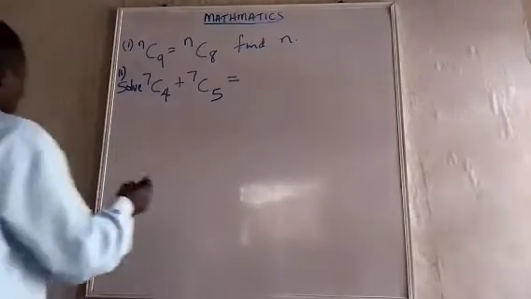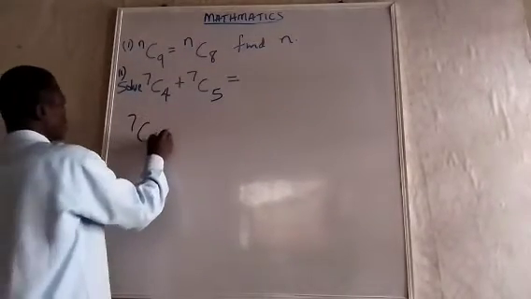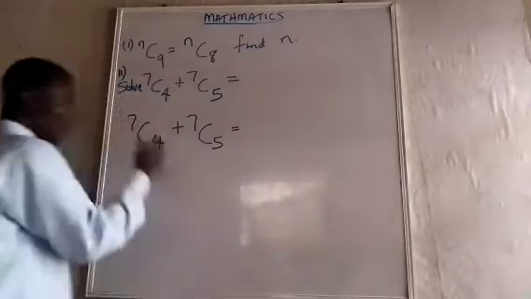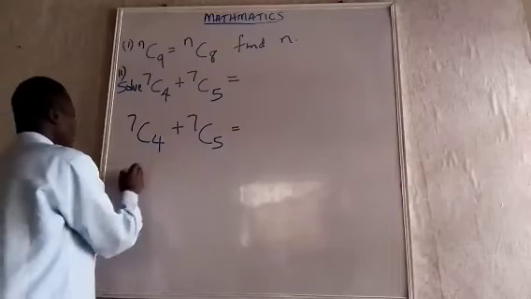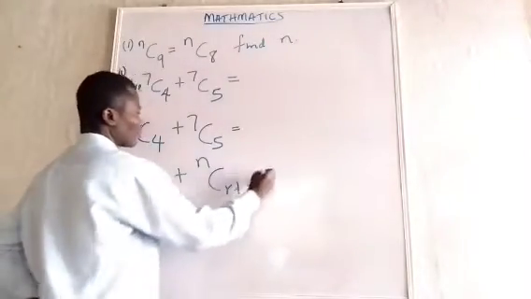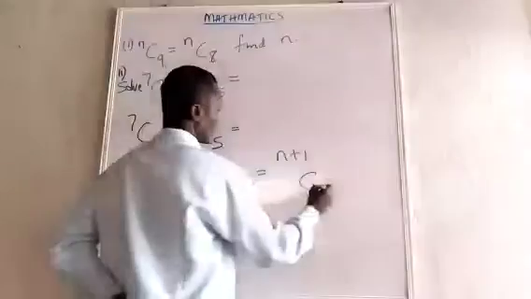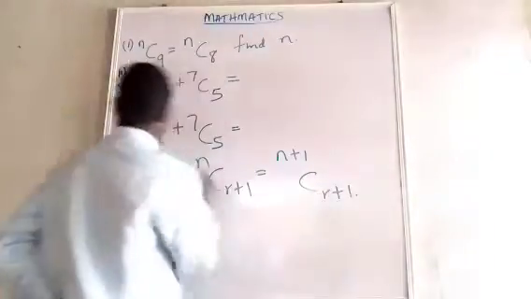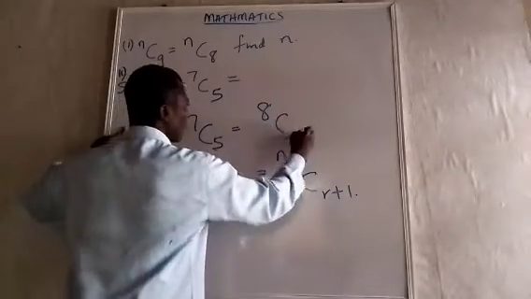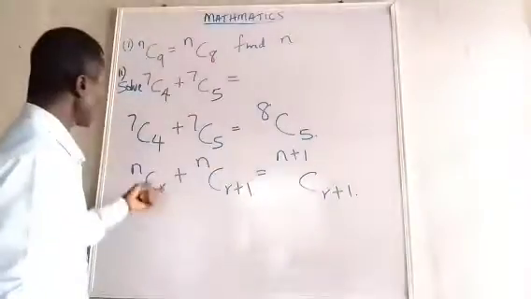Now let's do the second one. It says 7C4 plus 7C5. You know, from what you have done before, we know that nCr plus nC(r plus 1) is equal to (n plus 1)C(r plus 1). So this equation here should give us 8C5, since r plus 1 is 5, r is 4.